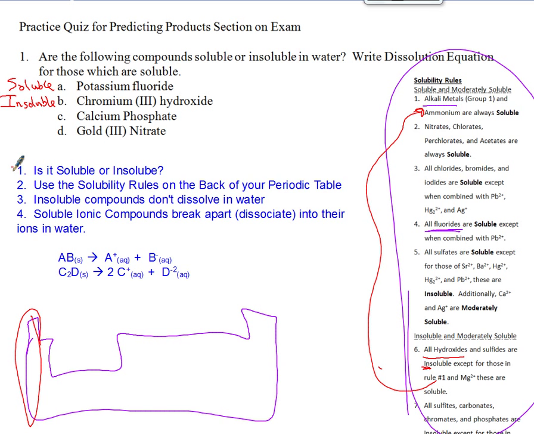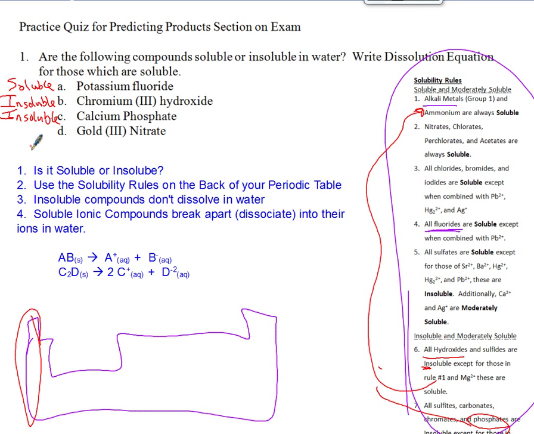The next question, calcium phosphate. We're going to look down our rules list, and phosphates are all the way down in rule 7. And it says all sulfites, carbonates, chromates, and phosphates are insoluble except for those of rule 1. Again, that pesky rule 1. Alkali metals and ammonium are always soluble. Calcium is in group 2, not in group 1. So this one should be insoluble.